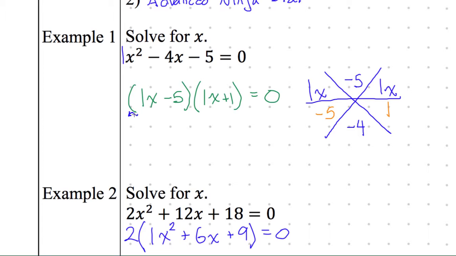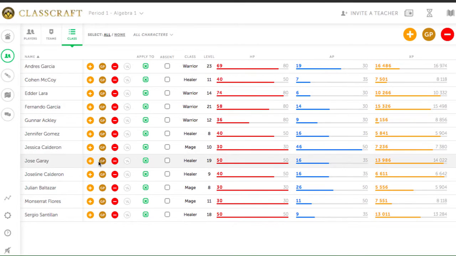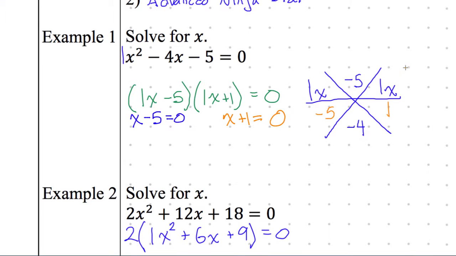X minus 5 equals 0. And X plus 1 equals 0. Everyone write it down. The zero product property says that if something times something is 0, if they both can potentially be 0, set them equal to 0. And that's what Jose did. He set both of these factors to 0. Thank you, Jose. And now I have your card. All right, then I solve. Who can solve both of these for me nice and quick?